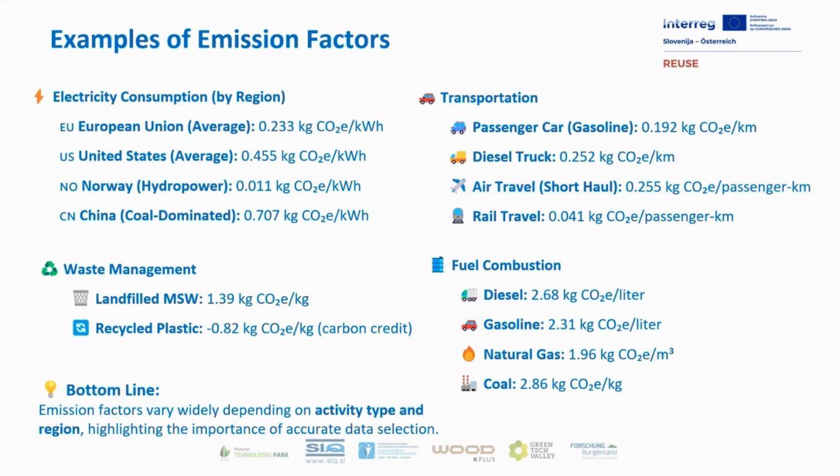Now let's look at fuel combustion. Burning 1 liter of diesel releases around 2.68 kilograms of CO2e. Gasoline emits a bit less, about 2.31 kilograms of CO2e per liter. Natural gas is lower, with about 1.96 kilograms of CO2e per cubic meter, but coal has one of the highest factors, around 2.86 kilograms of CO2e per kilogram burned.